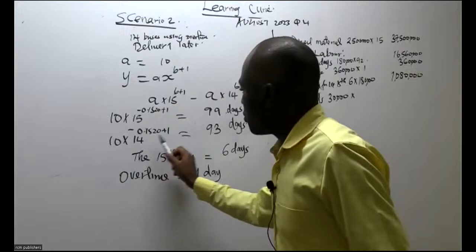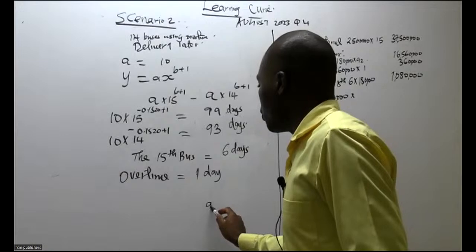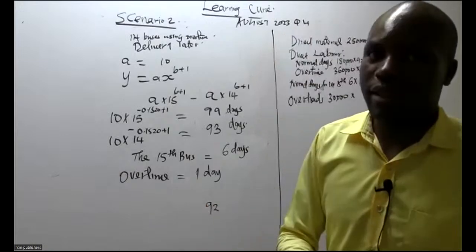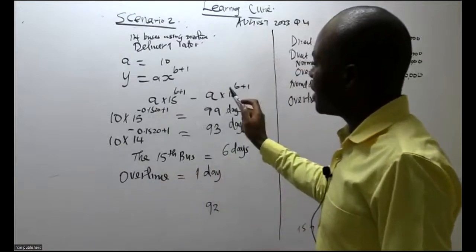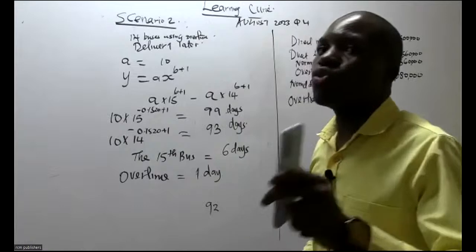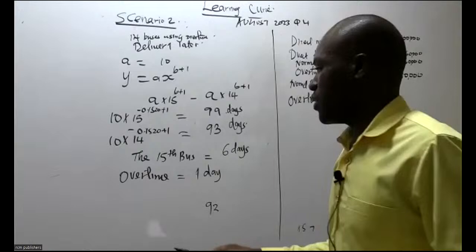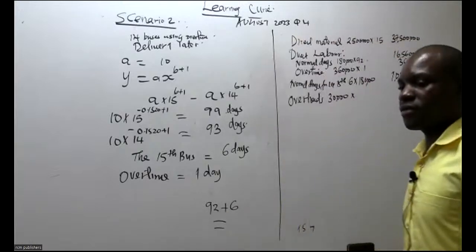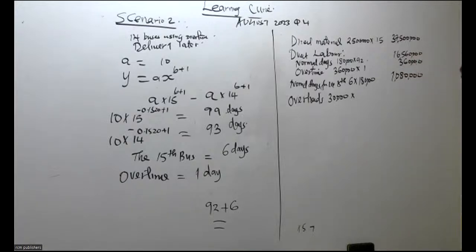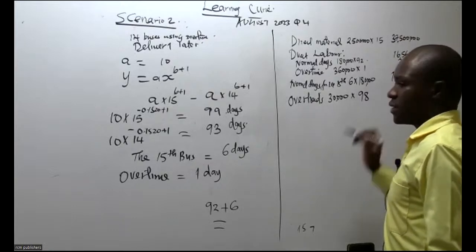The first 14 they produced within 93 days. Out of 93, 92 are normal working hours. One was the overtime. The last bus, the 15th bus, they took 6 days, and these 6 days were their normal working days. So how many days do we have in total? So the overtimes will be allocated to 98 days.